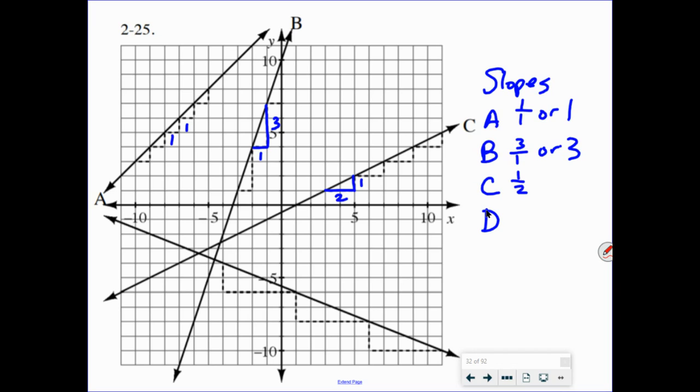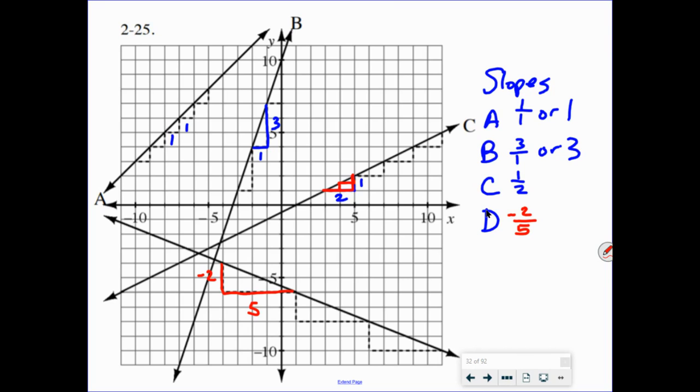But 1/2, what does that mean? If I just went over 1, I'd go up 1/2. Over 1, up 1/2. Or you could go over 2 and up 1. Same thing, okay? 1/2. And then line D. All right, here we go. See that? What is my change in y? It would be -2. My change in x would be 5. So it should be -2/5.